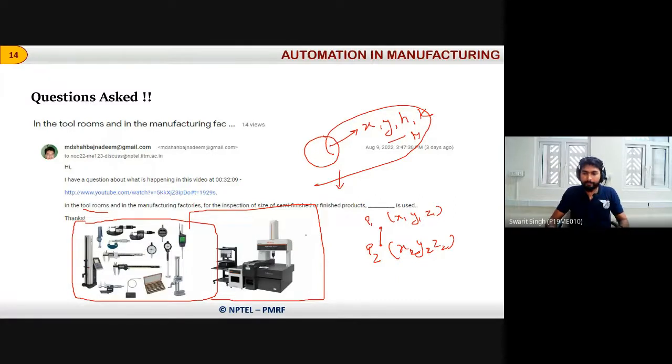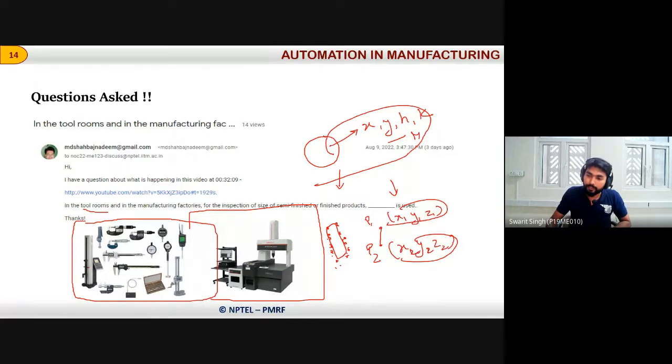So how would this CMM work? This CMM collects points in terms of x1, y1, z1, x2, y2, z2, and then lots of points are there. Suppose this is a surface, so it captures different points on the surface, different coordinates. Then it processes the coordinates with the help of the mathematical relation that we have already studied, and then we get the desired feature.